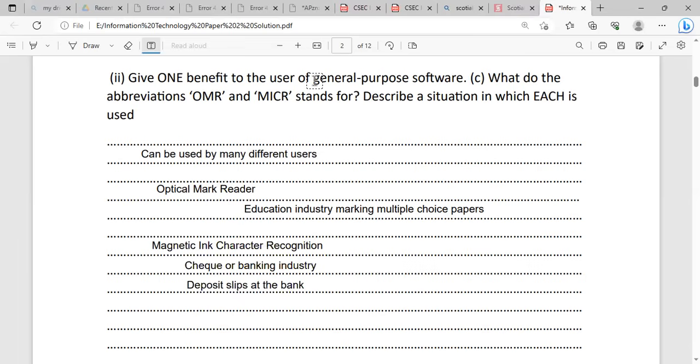All right, so let's move on to the next question. So guys, these will come under multiple choice. Also, what is the optical mark reader known as, the OMR? And it's used in the industry to mark papers. And they have the magnetic ink character recognition, the check, in the banking industry. Also the deposit slip at the banks.